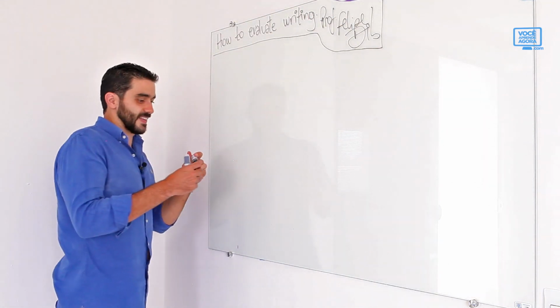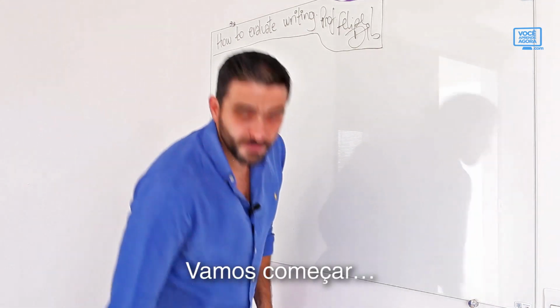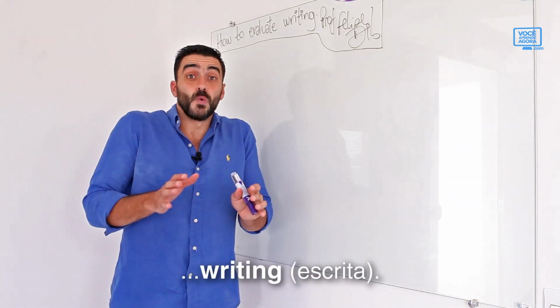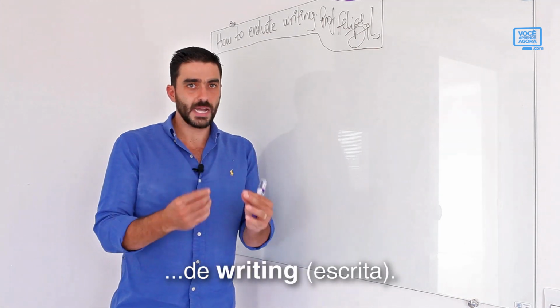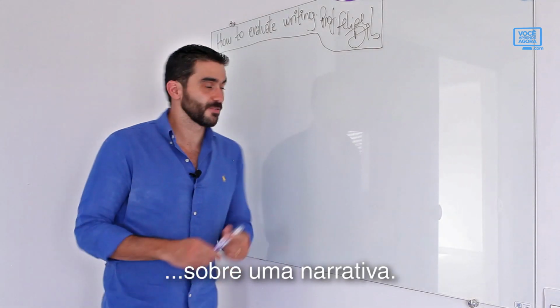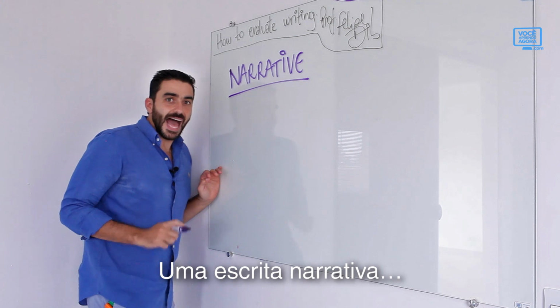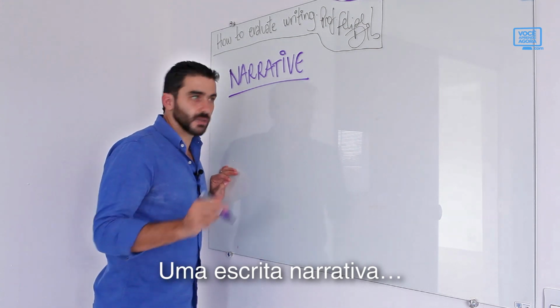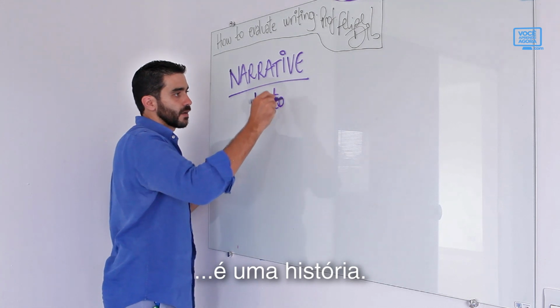All right. Okay. Let's start talking about writing. There are different kinds of writing. We start talking about a narrative. A narrative writing is a story.